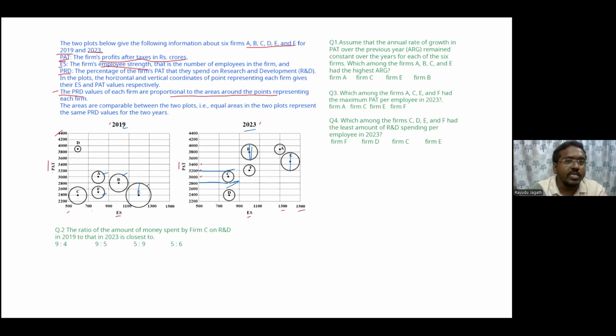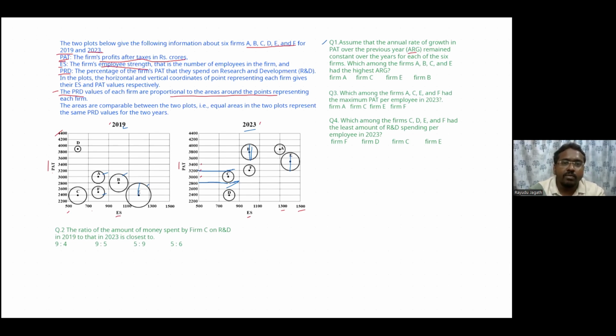Now coming to the questions. First question. Assume that the annual rate of growth in PAT over the previous years, annual rate of growth ARG, remained constant over the years for each of the 6 firms. Which among the firms A, B, C, E had the highest ARG?